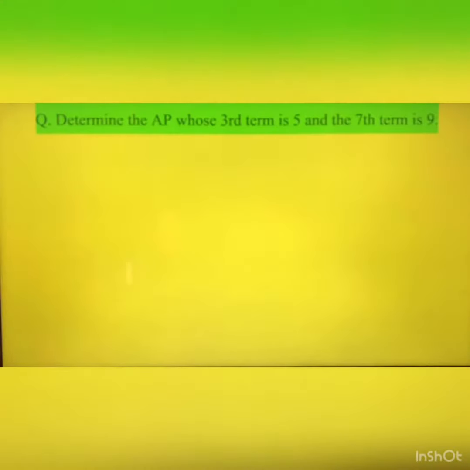and the general formula for AP. Let us understand with an example. Determine the AP whose third term is 5 and the seventh term is 9. So how can you solve it? Third term is 5 and seventh term is 9.